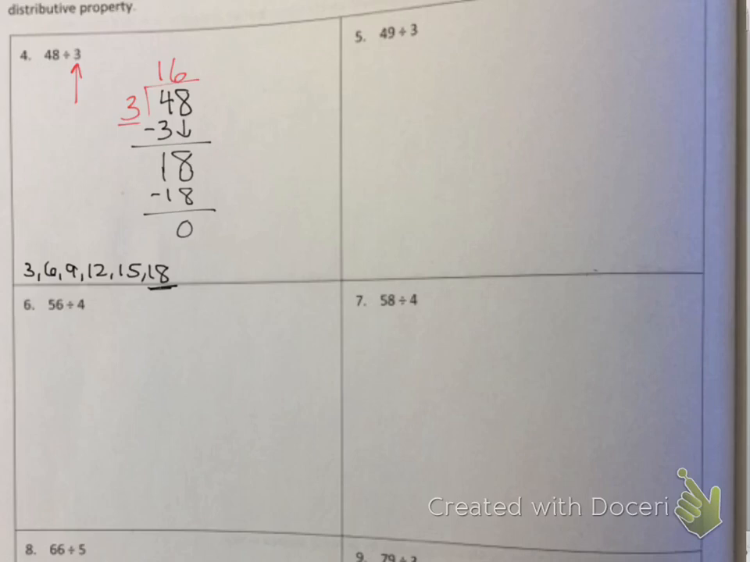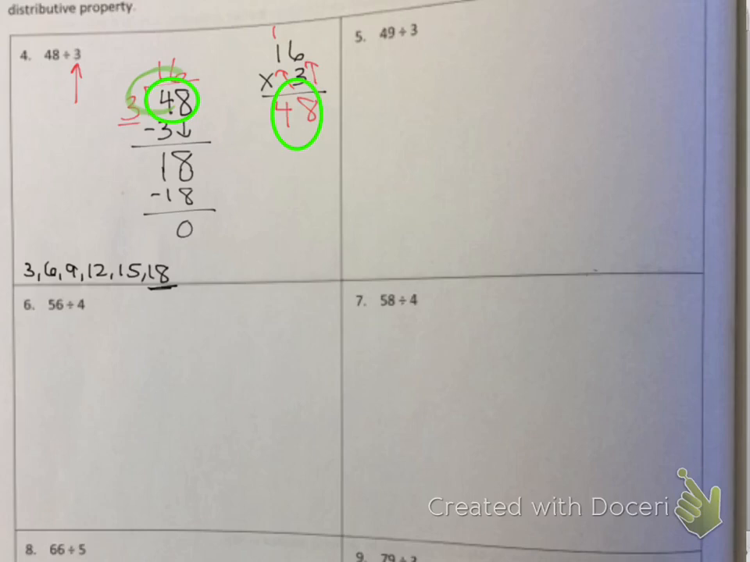Let's check our work, though. So 16 times 3 should equal 48. So 3 times 6 is 18. Bundle a group of 10. And 3 times 1 is 3, plus 1 is 4. So yeah, we have the green light. We got 48, and we have 48 here. Perfect. Awesome.